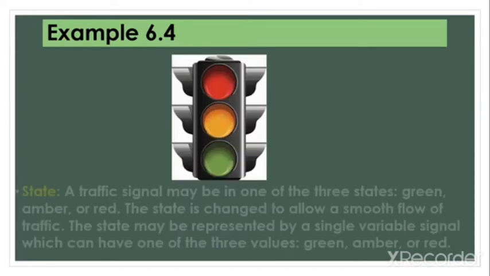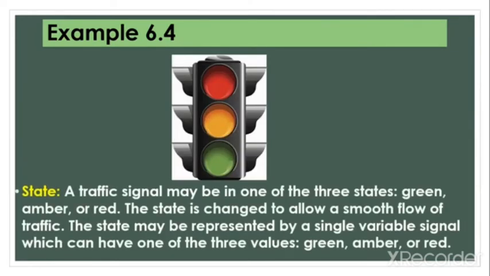So we have a traffic signal here. We have 3 colors. What are the 3 colors here? We have green, amber and red. So what is the status change? The status changes to allow the smooth flow of traffic here. So the state changes to provide the smooth flow. Okay. So how does this change for us?